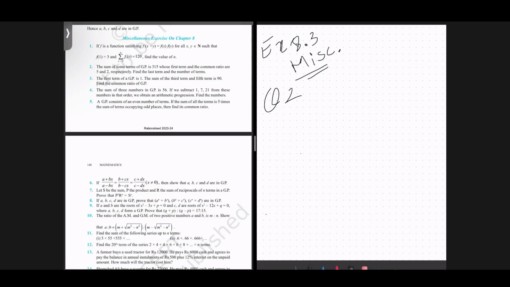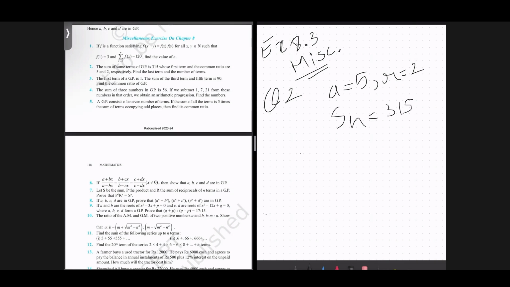Right. So it's a very straightforward and trivial question as of now. So the first term has been given to us as 5. The common ratio has been given to us as 2. And we have been told that Sn equals 315. Right.